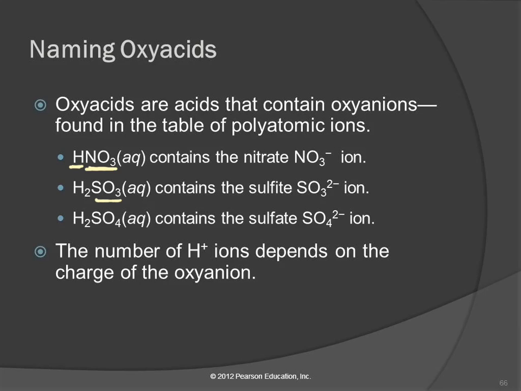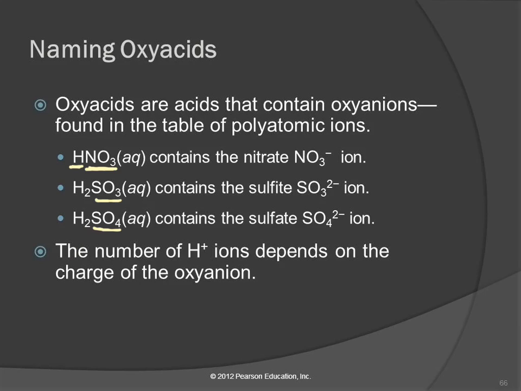H2SO3 has sulfite. H2SO4 has sulfate. The names of the oxy acids come from the names of the oxy anions. And the number of hydrogen ions is related to the charge. So here, sulfate is 2 minus. So then in the formula for the acid, it's H2.